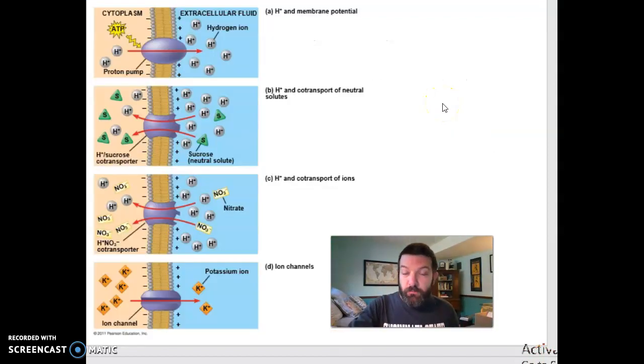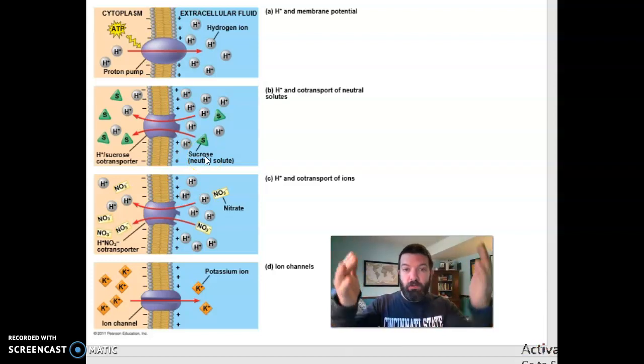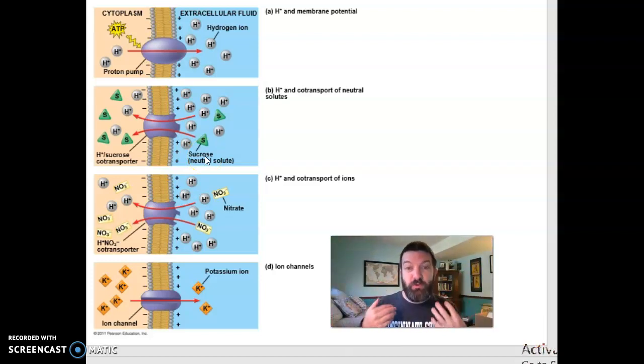And again, like sodium pumps in animals, hydrogen pumps can be used to create a membrane potential, so a different charge on the inside versus the outside of the cell, to co-transport neutral solutes. So we pump sodium out and then use that flow of sodium back in to move glucose into our cells. They do the same thing with sucrose and hydrogen ions. Also nitrate, for instance. And they also have ion channels. These are not pumps, so they don't require extra ATP, but they do allow ions to move down their concentration gradient.